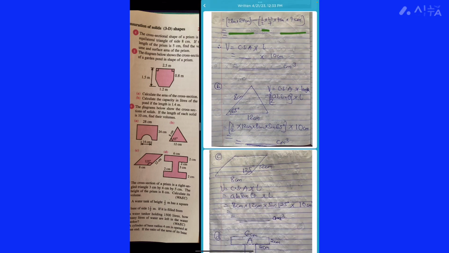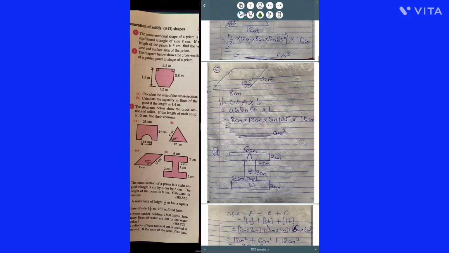In 6c, the solid has a parallelogram as its cross-section. So its volume will be its cross-sectional area times length. The area of this parallelogram is AB sine theta. That's 8 times 12 times sine 125. We multiply that area we get by the length of the solid to get our volume.